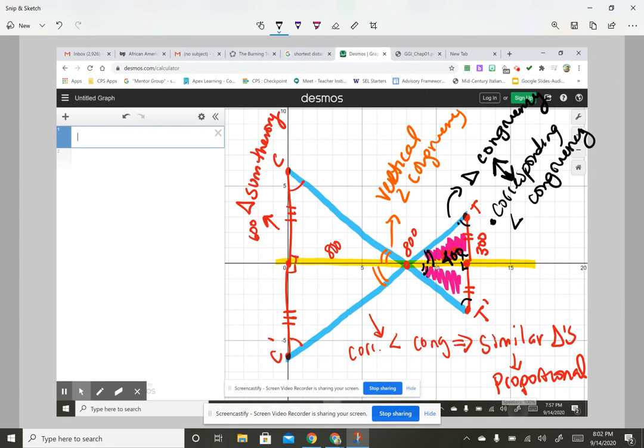I'm sure there's lots of room for improvement in that explanation, but that's what I got for right now. So let's see.